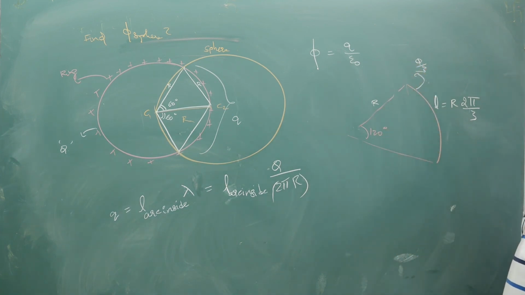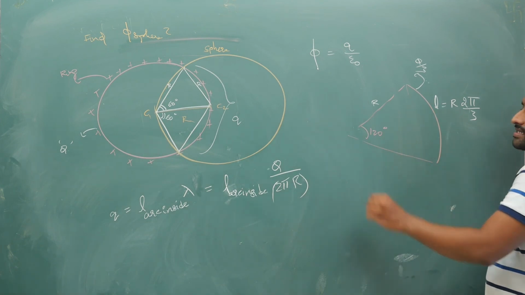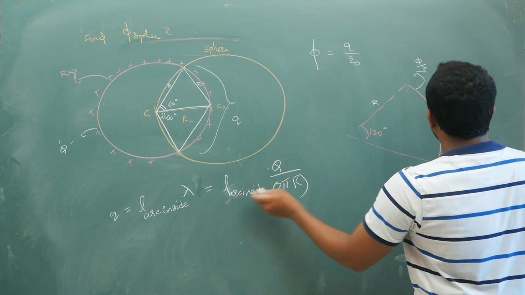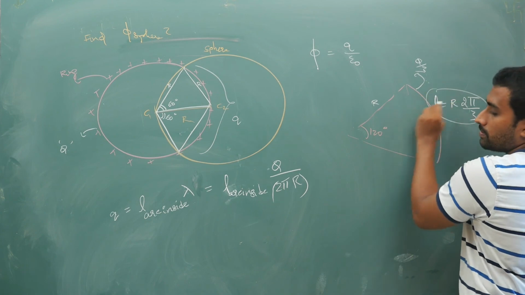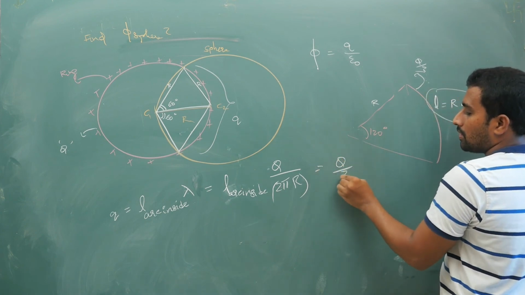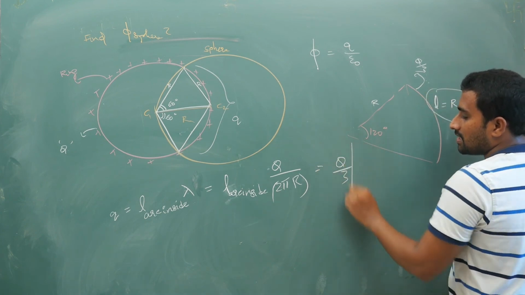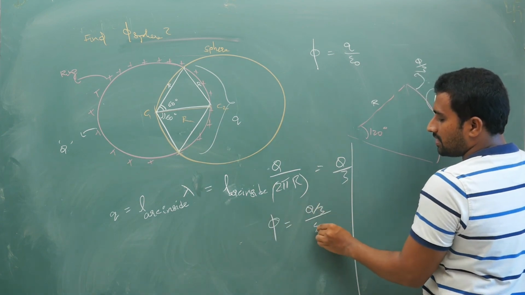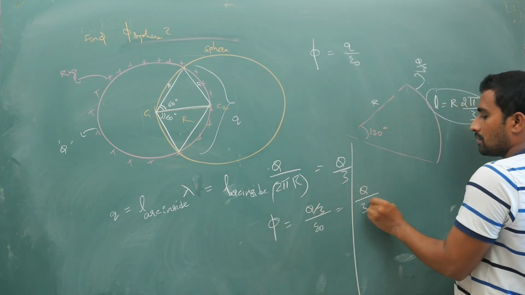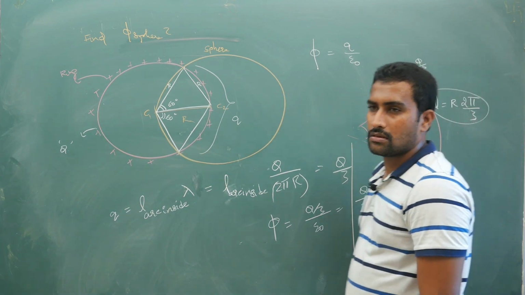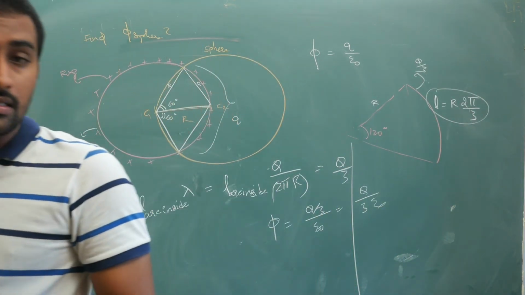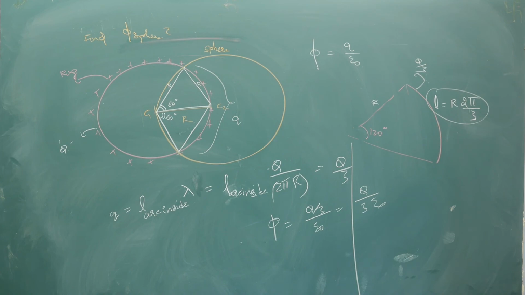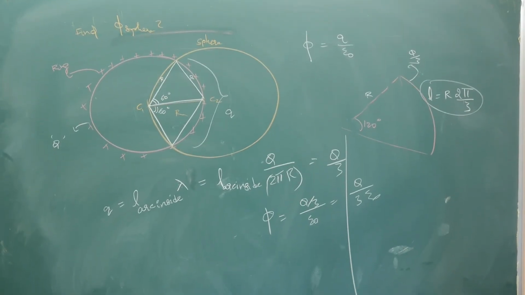Or you can say the charge is q by 3, since 120 is one third of 360 degrees. So q by 3 charge is present inside, or you can write the length of arc as r times 2 pi by 3. Substitute it, you are going to get q by 3 as the charge enclosed. Your flux is q by 3 whole divided by epsilon naught, that will give you q by 3 epsilon naught. Like this you can calculate the charge as well.